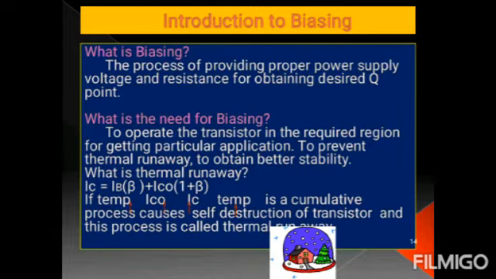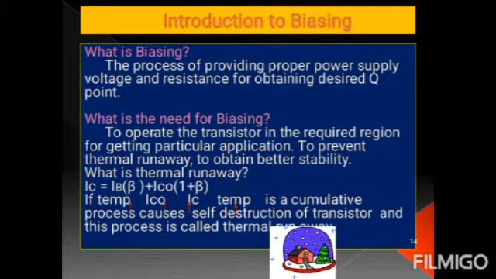Let me start with what is biasing. The process of providing proper power supply, voltages and resistance for obtaining the desired Q point. Q point means you have to make that transistor work in a particular range. That is, if you want to operate the transistor in the active region, you have to make the emitter base junction forward biased and the collector base junction reverse biased.